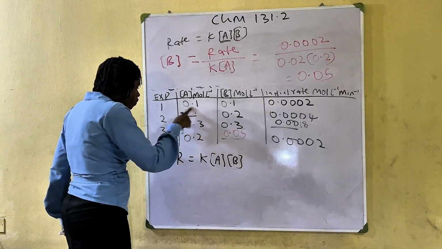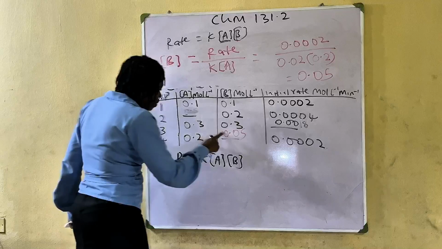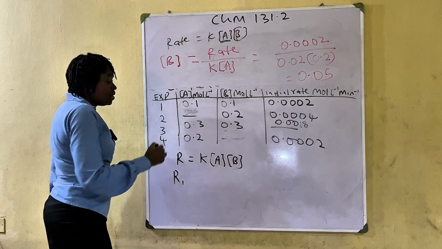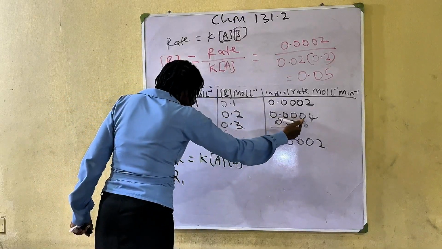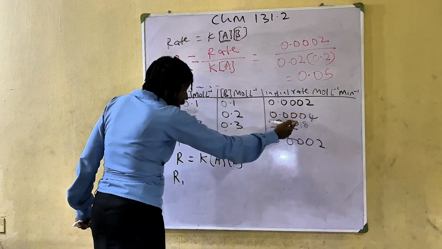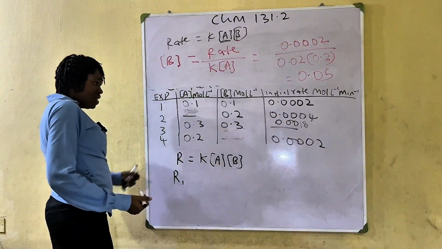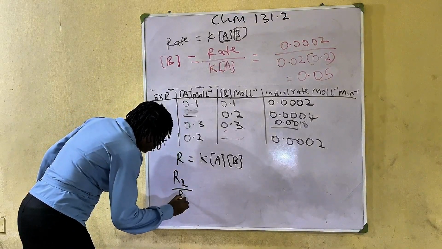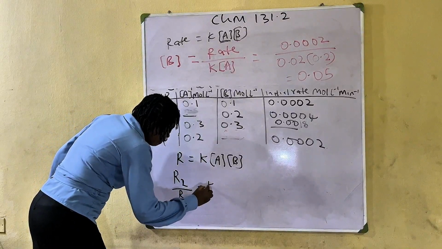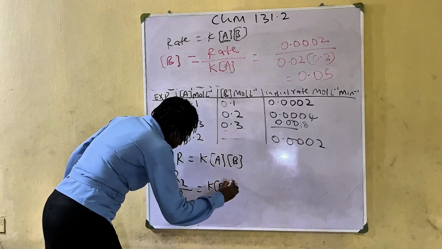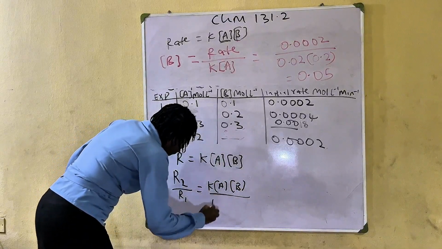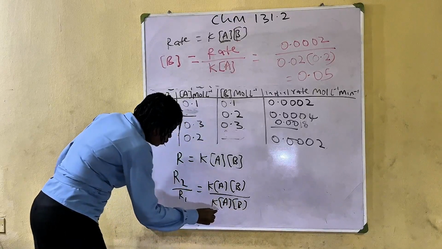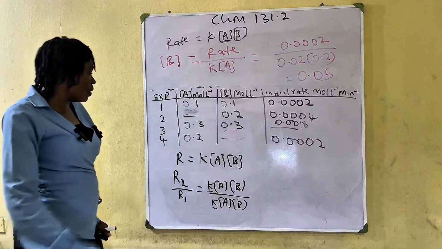Remember, there was no value here before, we found it here. So for R2, I always like to place the higher number, since the initial rate of experiment 2 is higher than that of experiment 1. Even if you put the lesser one, you still get the same answer. So R2 over R1 is equal to K all over K. Of course K is eliminated, so I'm going to substitute.